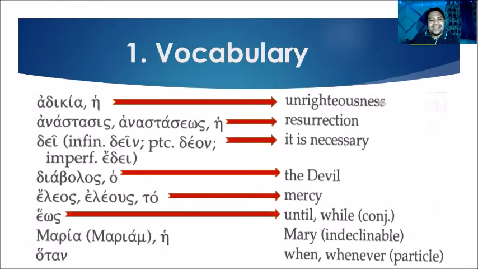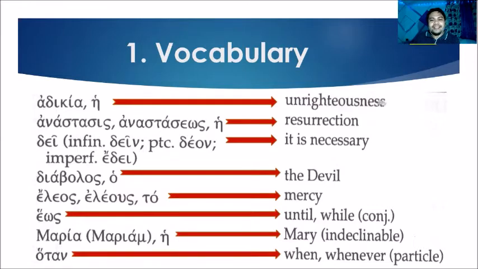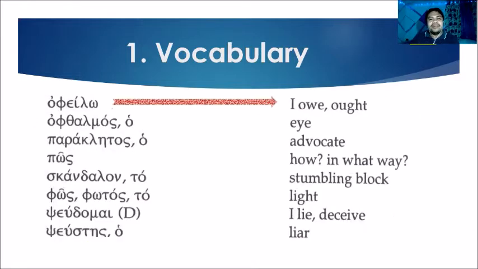Next is heos. Until or while, it's a conjunction. Next word is Maria or Mariam. That is Mary, and that is an indeclinable word. The other word, hotan, which means when or whenever. It is also a particle. You have the word opheilo. It means I owe or ought. Ophthalmos. That means eye. Of course, ophthalmology is the study of the eyes.